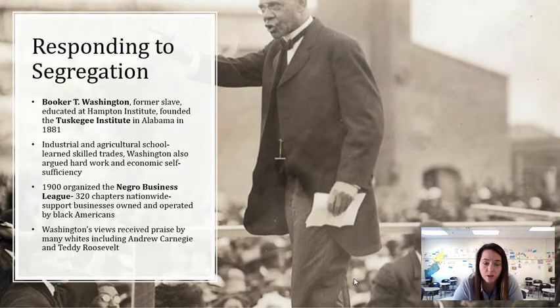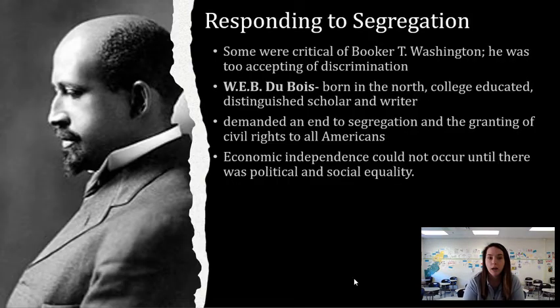And so that was seen as a threat. So even Booker T. Washington, to a lot of white supremacists, he was seen as a threat. More radical or more idealistic is going to be W.E.B. Du Bois. Again, his goal is the same.